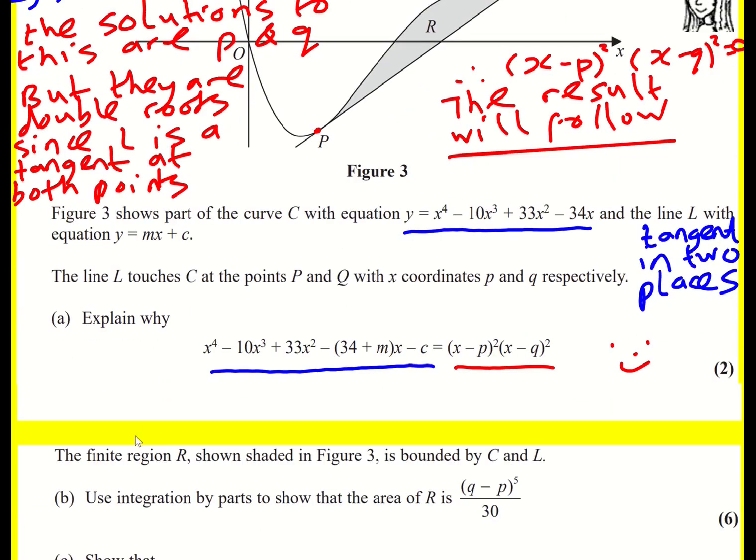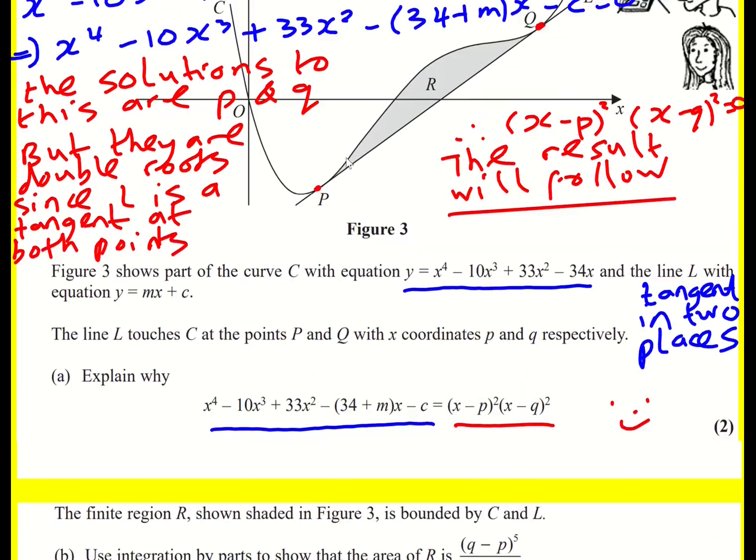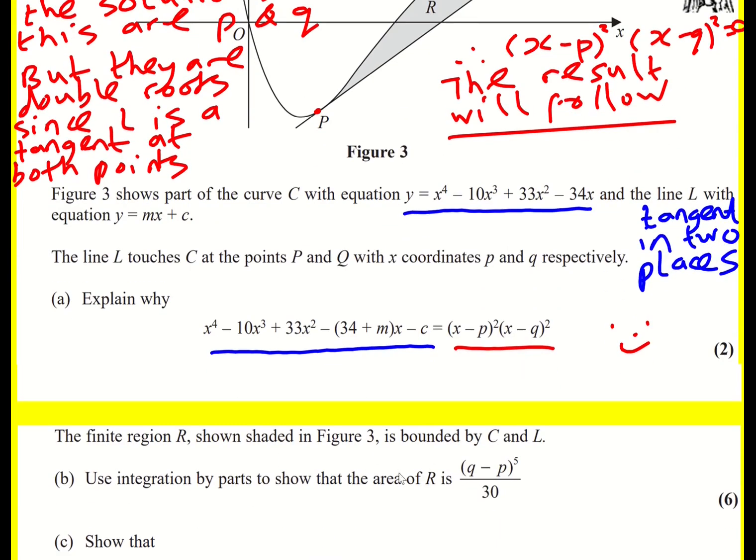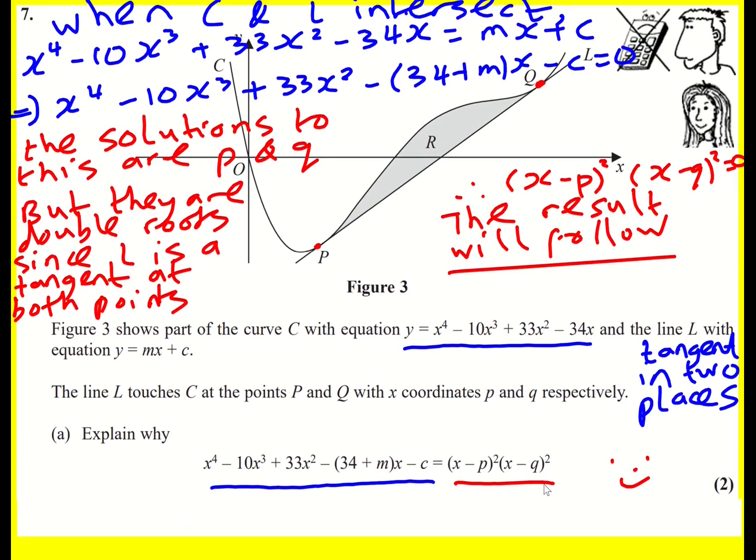In part B, we're told that the finite region R, which is indicated, is bound by C and L, and we're asked to show that we get this as the area. We've got to think carefully about how to calculate this. If I integrate under the curve in this positive region and then subtract the straight line, then I will indeed get this bit here.